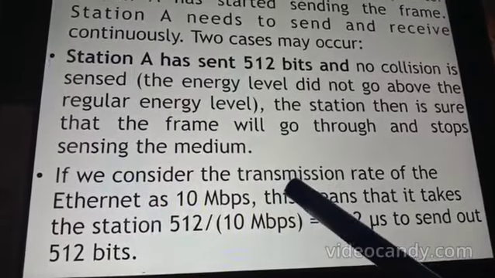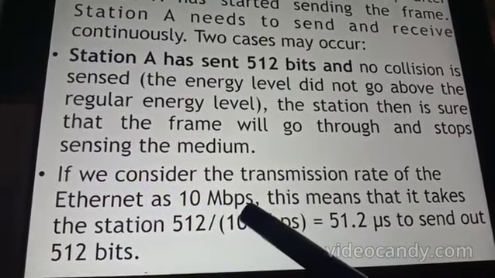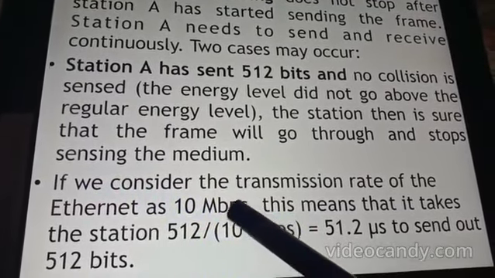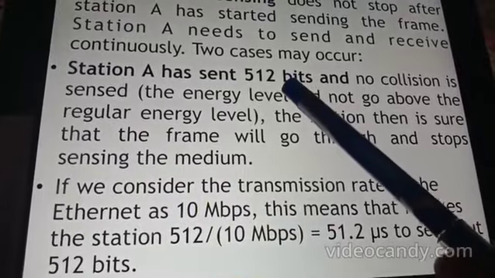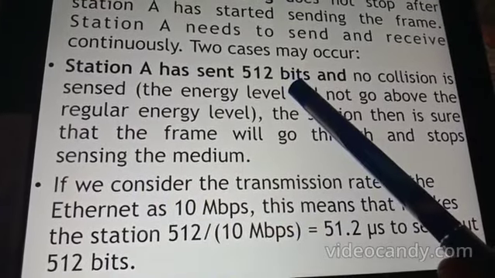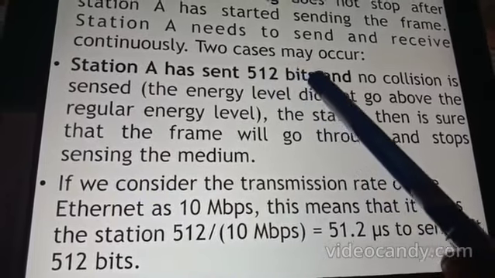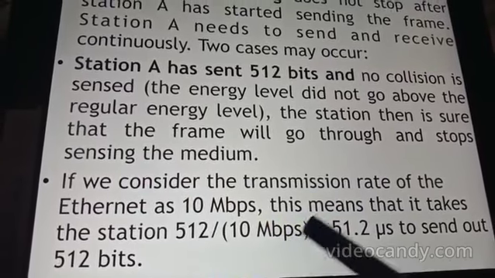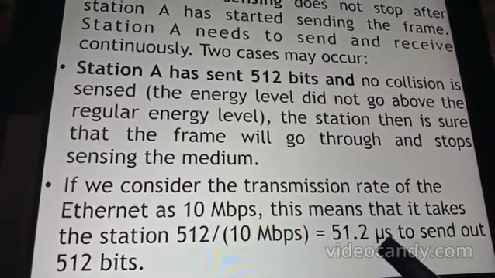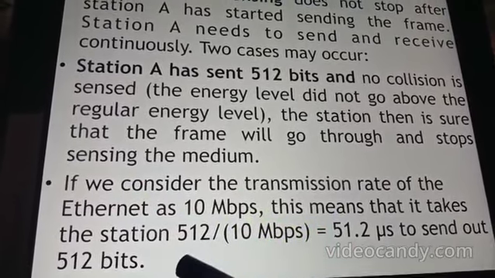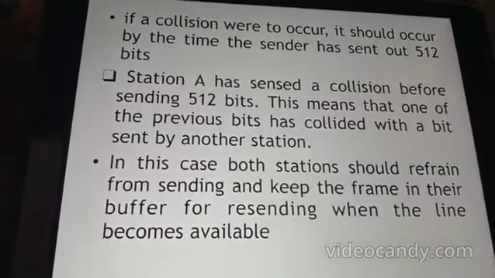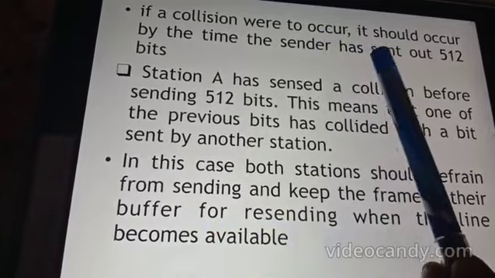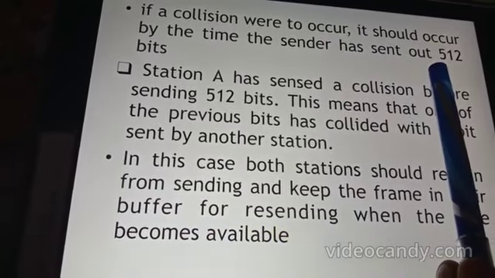If we consider the transmission rate of the Ethernet as 10 Mbps, since we have chosen the standard Ethernet, right? Standard Ethernet data rate is 10 Mbps. And how many bits are we sending? We are sending 512 bits. So what is the time it takes to send all these 512 bits? It would take 512 over 10 Mbps, which is equal to 51.2 microseconds to send out the 512 bits. If at all a collision were to occur, it should occur by the time the sender has sent out 512 bits.